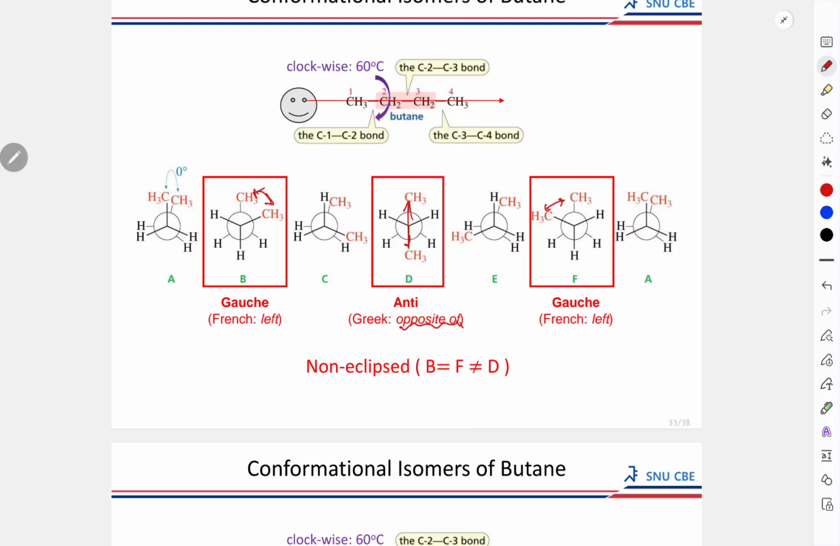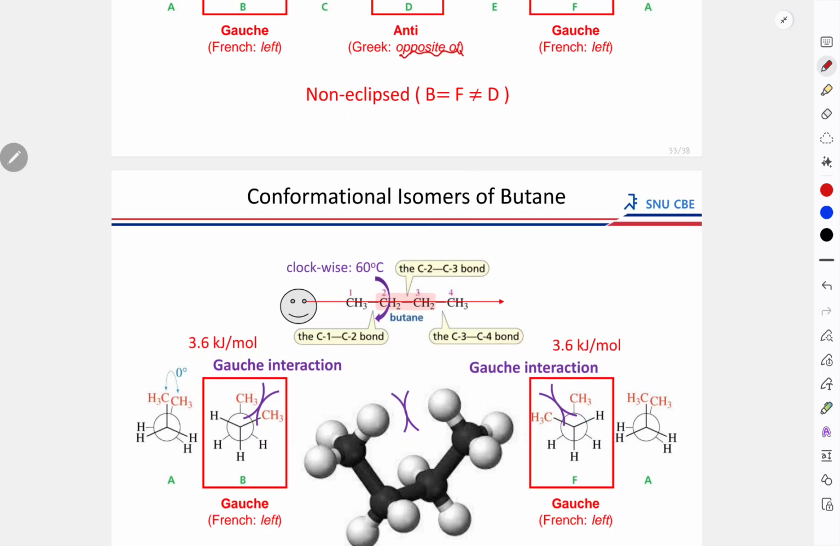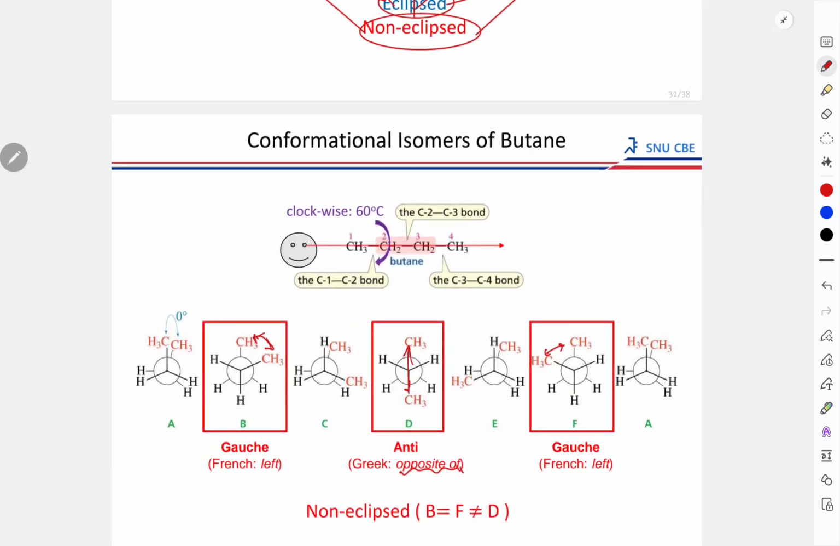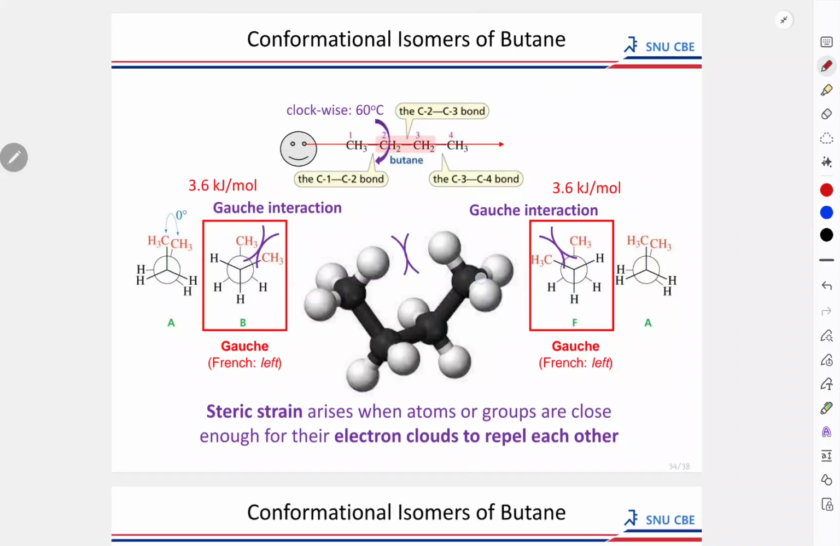You can think about the gauche conformer and its energetics. And this is the side view of the gauche conformer. And you can perhaps identify these methyls. There must be an interaction between these two methyls. They are sitting close enough. And this is basically steric repulsion.